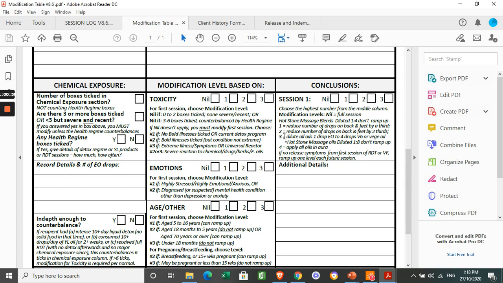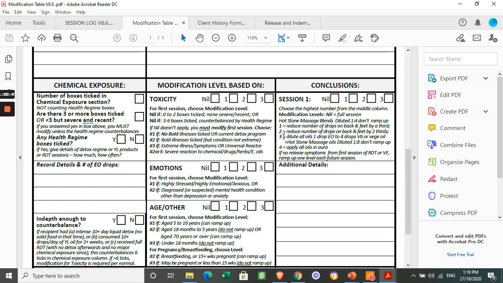So if they come to you and they start at a level 3 and they've had no major release symptoms from their first session, then the next session you might try a level 2. And then the session after that you might try a level 1. And you'll gradually build until you get to a nil modification.